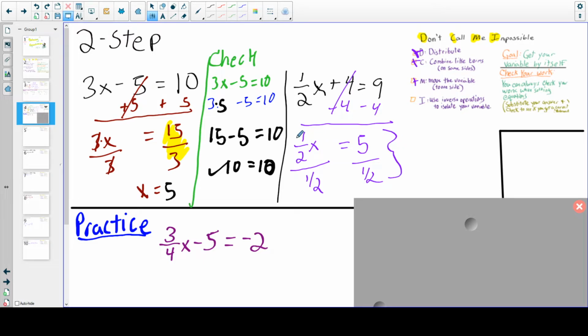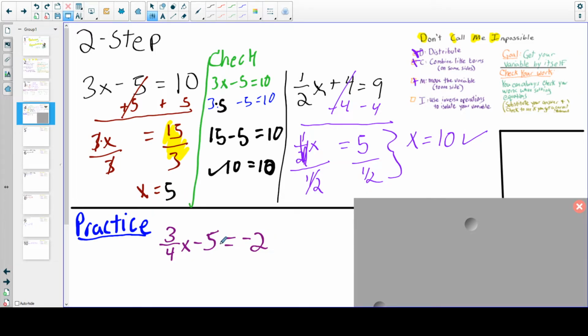And you get your answer to be, so remember that goes away, and you get x equals 5 divided by 1/2, which is 10. Now, I challenge you. Why don't you substitute this back into your equation and see if you get the right answer? Well, 10 times 1/2 is 5. 5 plus 4 is 9. So 9 equals 9. So this must be correct.